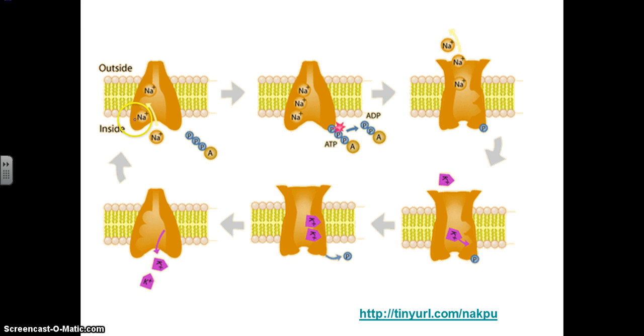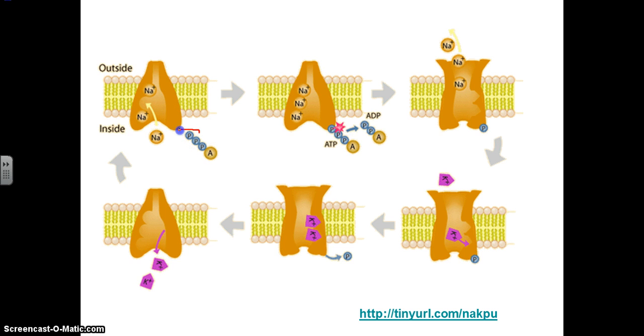If we take a look here, the first thing that happens is that sodium goes inside the protein. And notice it fits into the protein. Remember, these proteins are specific. This is the outside of the cell, and this is the inside of the cell. There is high sodium concentration outside the cell, and we're trying to get more sodium outside the cell. So the first thing that happens is the sodium binds into the protein.